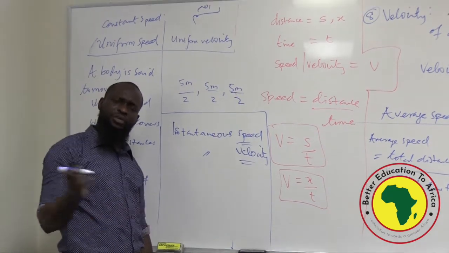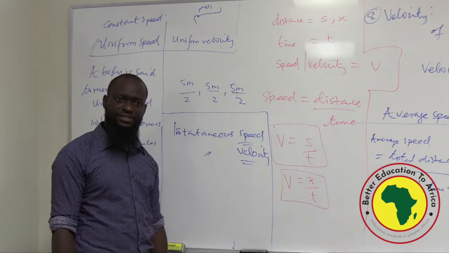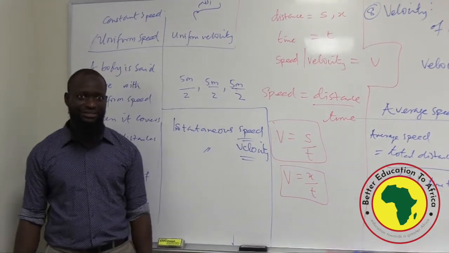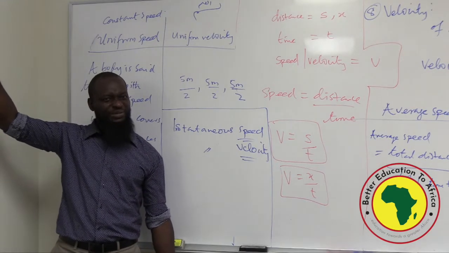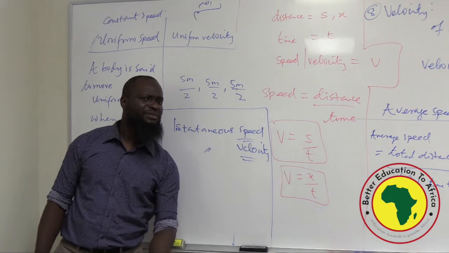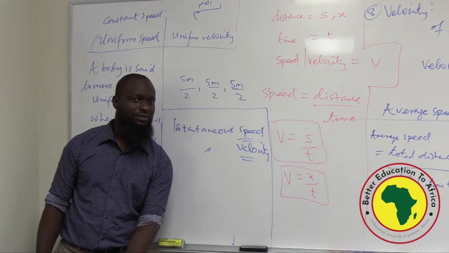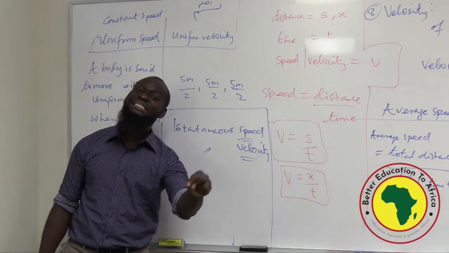When you were on your way from Logan to Salt Lake City, at exactly 20 minutes, what was your speed? At 20 minutes, you should be around Brigham City. At exactly 20 minutes, what was your speed? You look at your speedometer. Oh, I was running 10 miles per hour at exactly 20 minutes. Oh, that is your instantaneous speed. The speed at a particular instant of time.